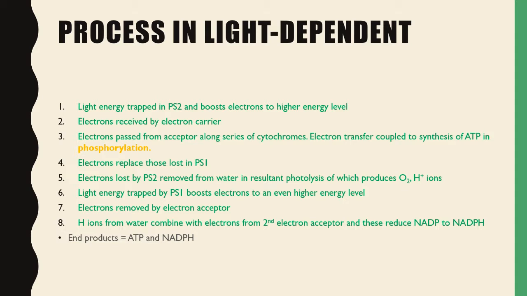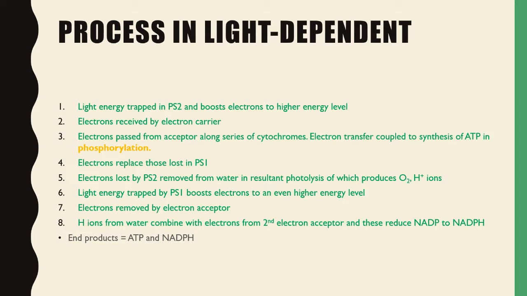Light energy is trapped in photosystem 2, and it will boost electrons to a higher energy level. These electrons are then received by an electron carrier, an acceptor, and the electrons will be passed along a series of cytochromes.